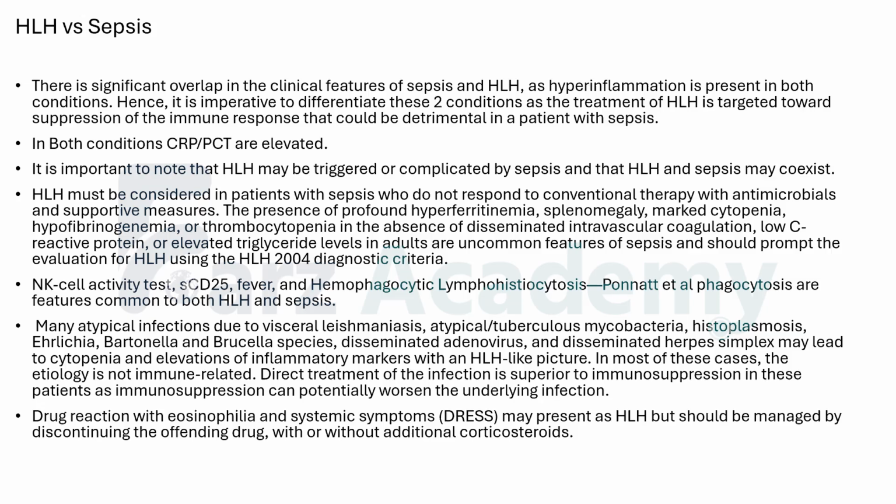Many atypical infections, like visceral leishmaniasis, TB, mycobacteria, histoplasmosis, Bartonella, Brucella, adenoviruses, disseminated herpes virus, lead to cytopenias, pancytopenia, bicytopenia, and elevation of inflammatory markers, maybe ferritin and D-dimer, everything, and they present like an HLH-like picture. But again, these intracellular infections, maybe mycoplasma, leishmania, TB, these infections cause HLH, or maybe they mimic HLH, but you have to treat the underlying cause.